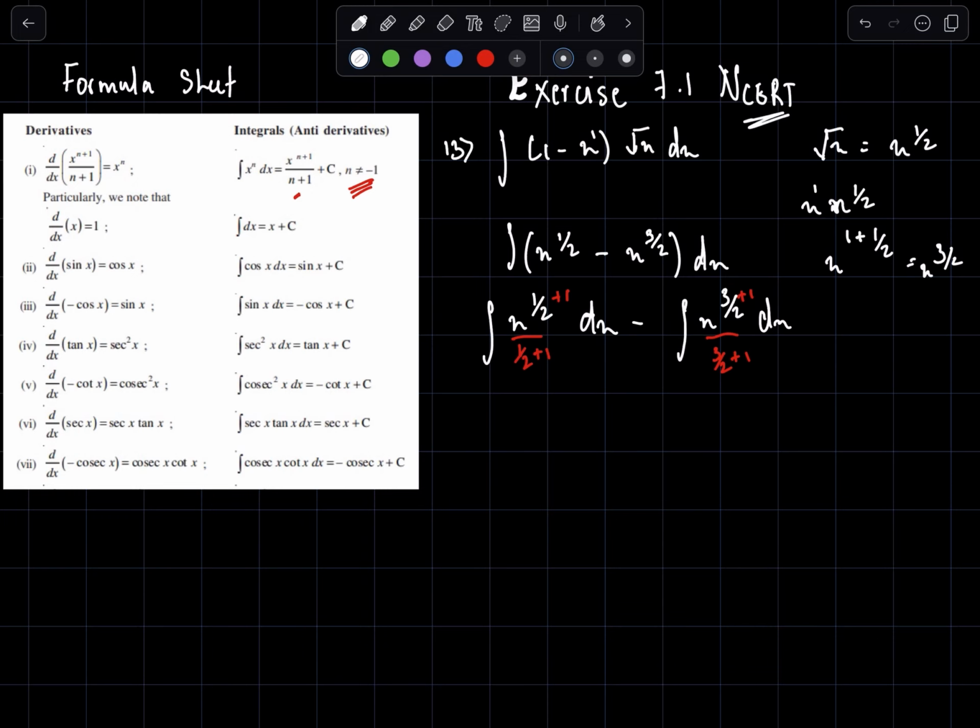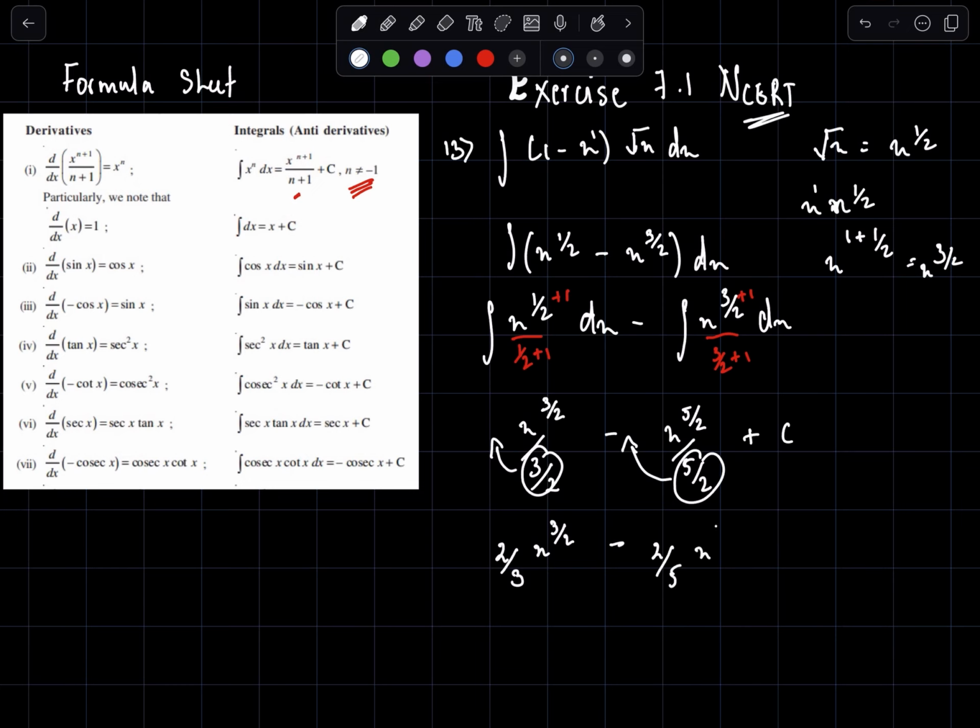So let's do that. Let's integrate it. So half plus 1 is 3 by 2, so x raised to the power 3 by 2 divided by 3 by 2 minus x raised to the power 5 by 2 divided by 5 by 2 plus c. Right? Now if you bring this up, you invert it. Right? So 2 by 3 times x to the power 3 by 2 minus 2 by 5 x to the power 5 by 2 plus c.